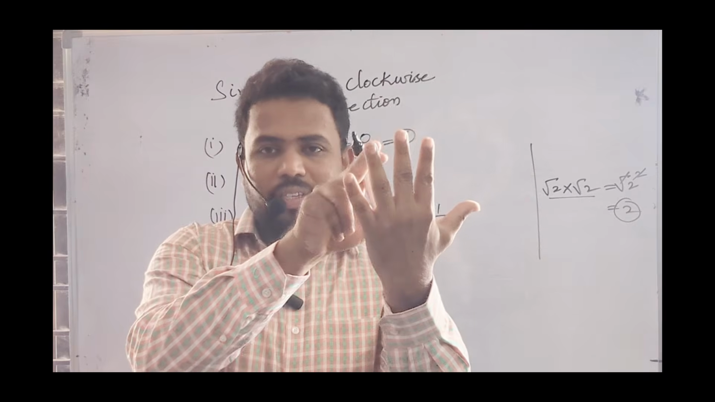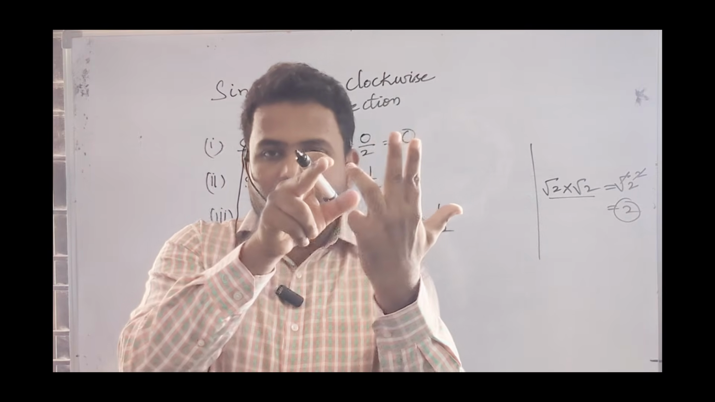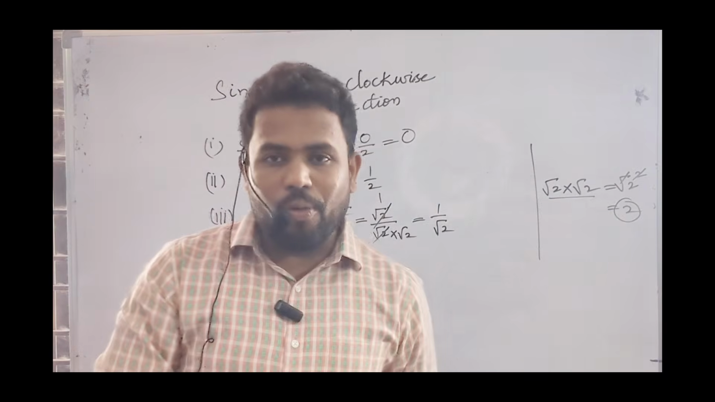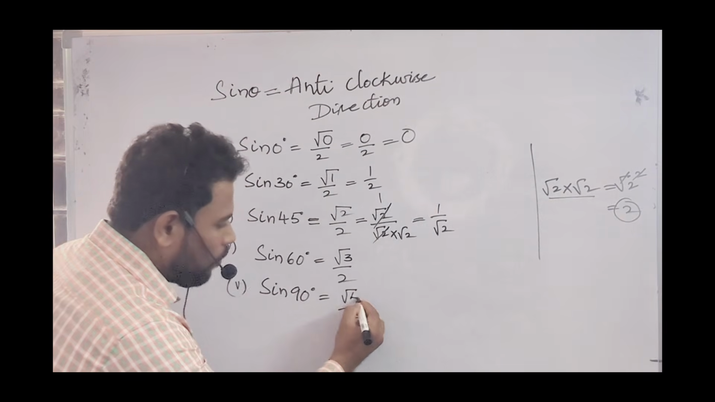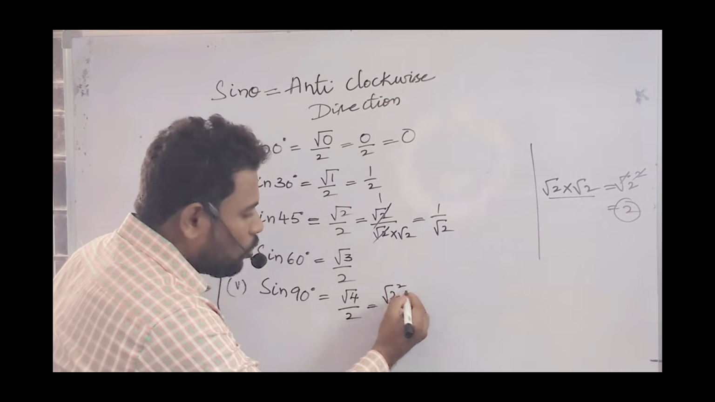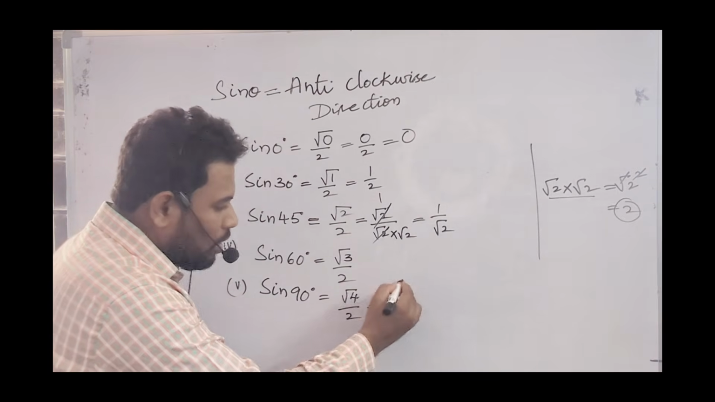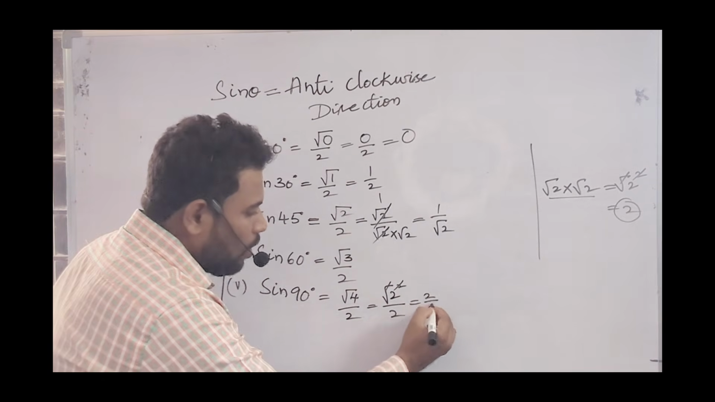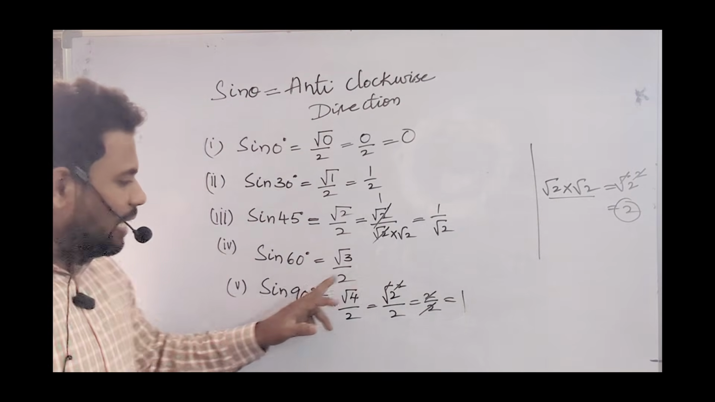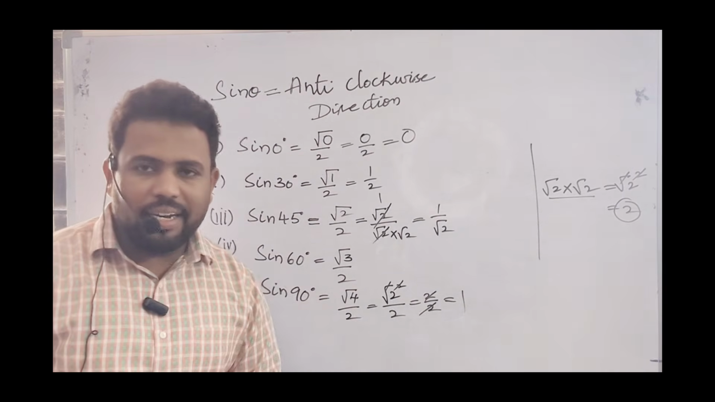Now let's come to 90. 0, 30, 45, 60, 90. This is 90. So you have to count anti-clockwise. How many fingers are left? 4. Okay, it's here 4. And what is root 4? Root 4 we can write as 2 square by 2. Here the square root got cancelled, so we are left with 2 by 2. So 2 ones are 2, the answer is 1. So sine 90 degree is 1.